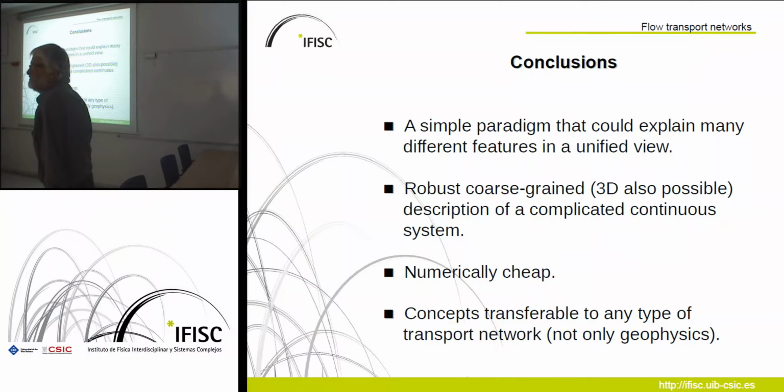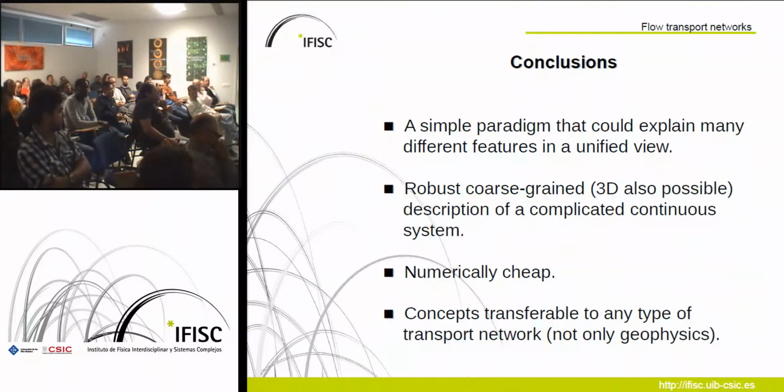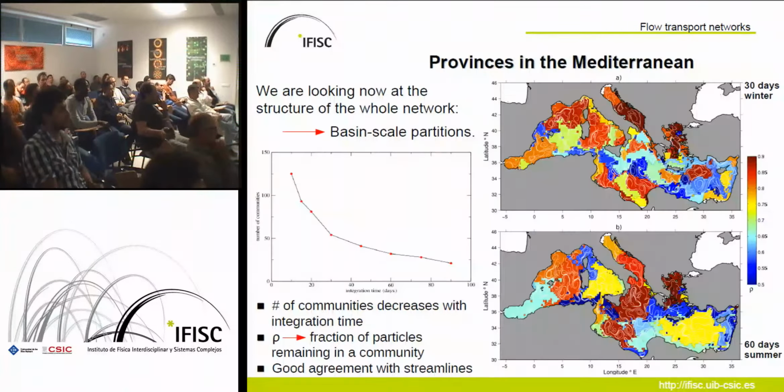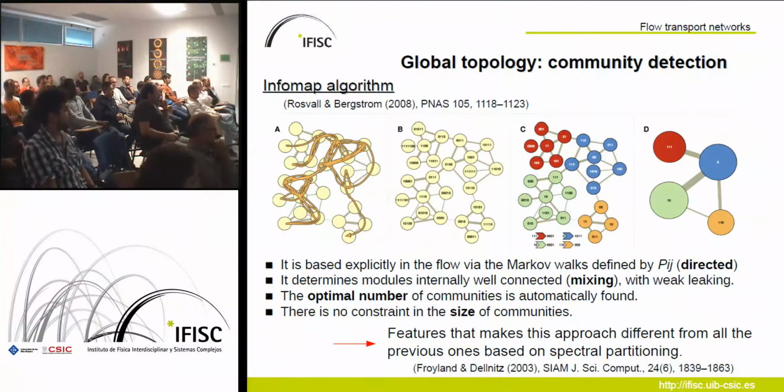For questions? Could you come back to this InfoMap slide? Could you explain a little bit more exactly what is the input into InfoMap? To which magnitude, to which quality are you applying the InfoMap?